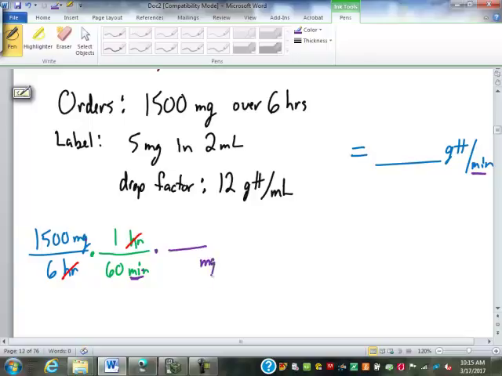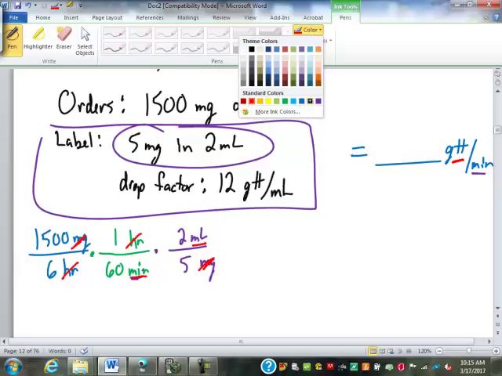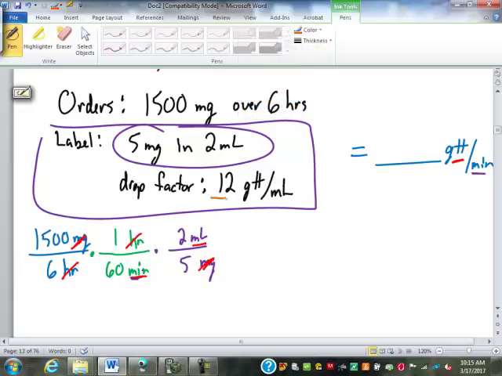So I'm putting milligrams on bottom. The only equivalency we have up here on our label that involves milligrams is 5 milligrams in 2 milliliters. So the milligrams are gone. Now the unit that we have on top is milliliters, and it's still over minutes. We don't want milliliters, we want drops in our numerator. So looking down here, we see the drop factor, 12 drops per milliliter. That is the same as saying 12 drops equals 1 milliliter. So over here I can put milliliters on bottom, drops on top, 12 drops in 1 milliliter. And that'll cancel out my milliliters.